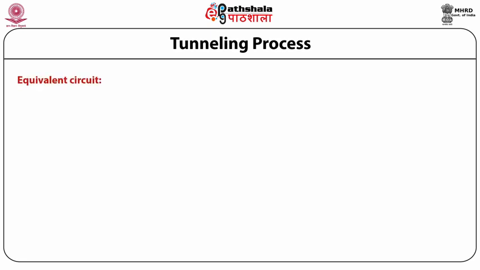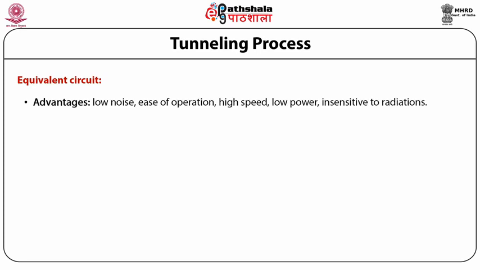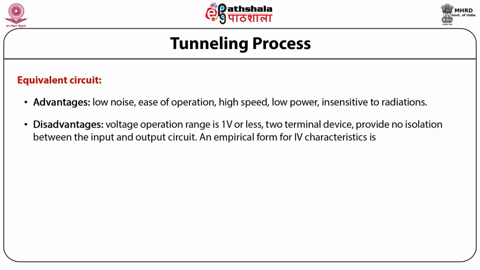The equivalent circuit. This figure shows the equivalent circuit. The advantages are low noise, easy operation, high speed, low power, and insensitivity to radiation. The disadvantages are that the voltage operation range is 1 volt or less, and being a two-terminal device, it provides no isolation between the input and the output circuit.